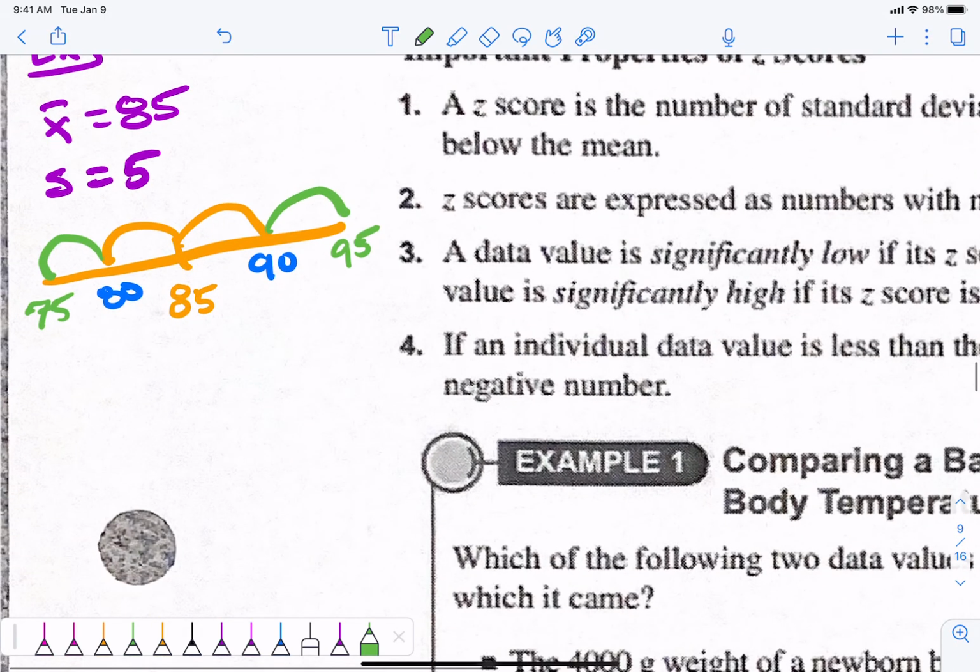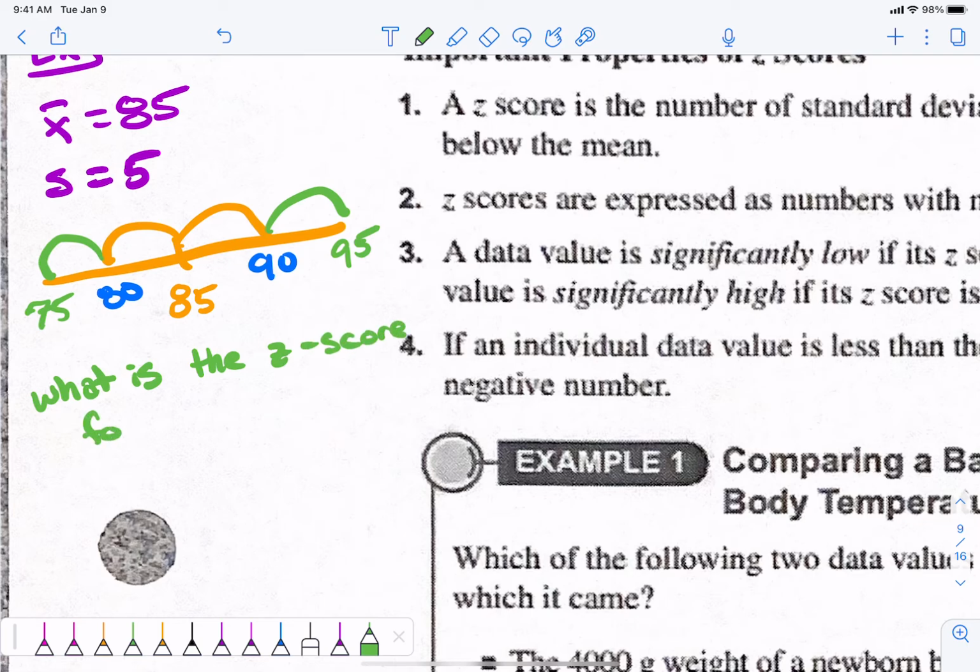So when we're talking about z-score, we're saying how many standard deviations is it away from the mean, okay? So I'm going to ask you a question. What I'm writing is with a Z, is the z-score for 95? What is the z-score for 95? 2. How many standard deviations is it away from the mean? You're exactly right. 2. That's the z-score. Make sense?